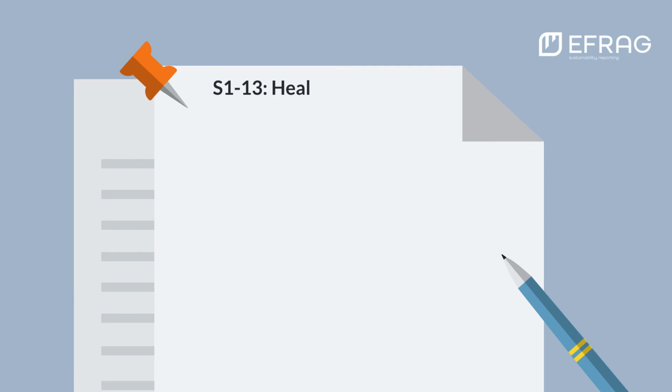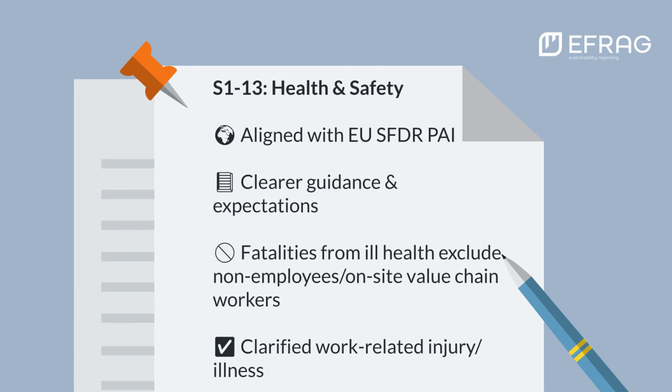The key requirements are still there, but with clearer guidance and more focused expectations. In response to stakeholder concerns, fatalities due to ill health among non-employees or value chain workers on site have been excluded from the total fatality count. It has also been clarified what counts as work-related injury or illness.